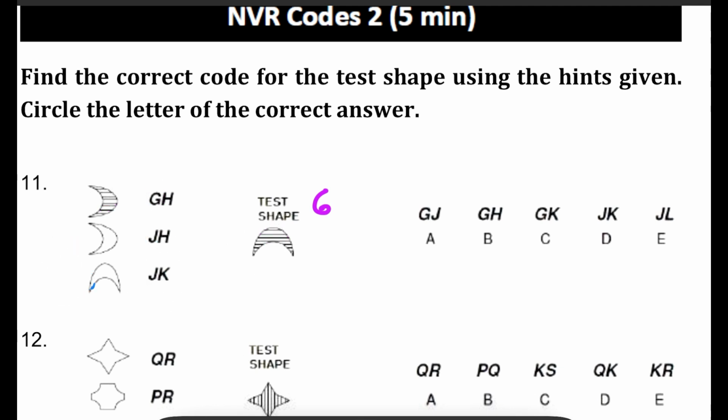Now on to the second letter. So these two both have an H, and they both have the shape looking like that, whereas this one is that way, same as the test shape. So the second letter will match this one, K. G, K. So the answer is C.